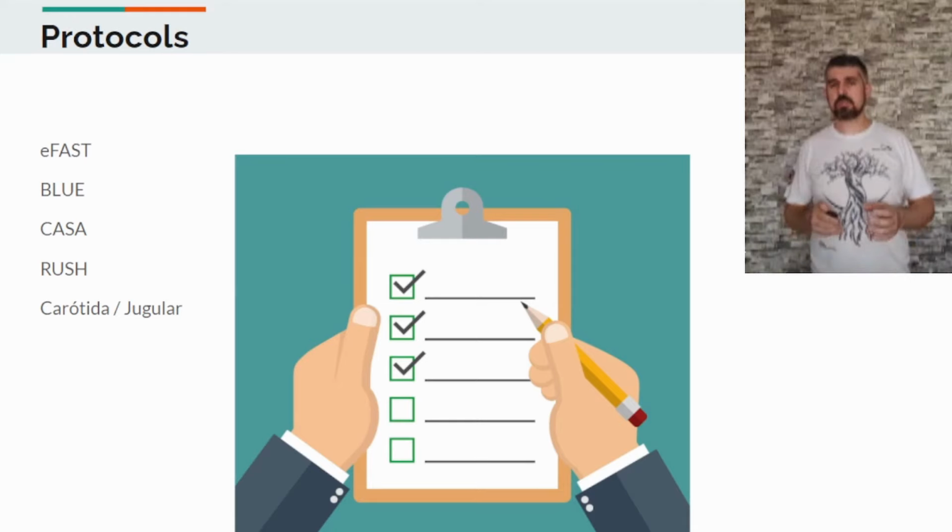We're going to walk through some protocols, mainly the most well-known: the EFAST, the bedside lung ultrasound exam, so the BLUE, the CASA, that's the ASAP protocol for cardiac arrest, RUSH for shock, and we are going to take a look at the carotid and the jug.